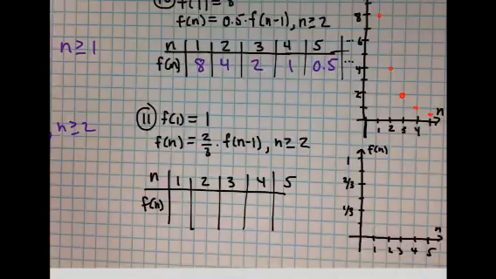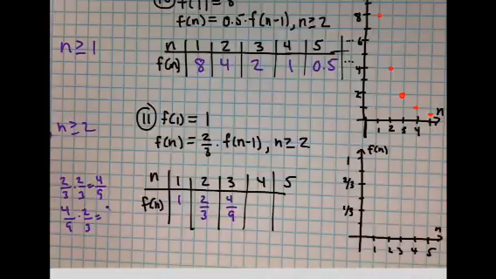Alright, so for number 11, the first number in the sequence is 1. F of 1 is 1, so I'm going to put 1 there. And then we're going to multiply by 2/3 each time. That's the common ratio. That's the number right here. So 1 times 2/3 is 2/3. 2/3 times 2/3, remember I'll put it here on the side, 2/3 times 2/3 is 4/9. And then 4/9 times 2/3 is going to be 8/27.